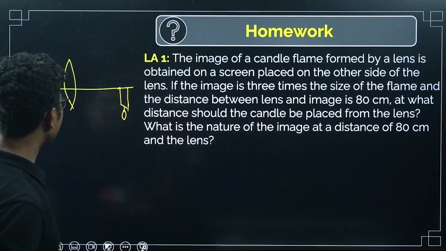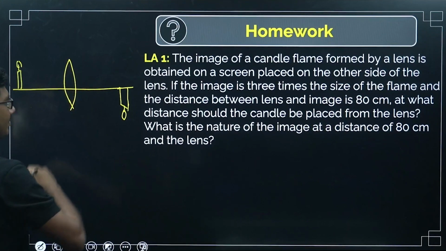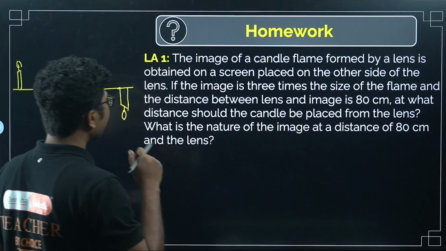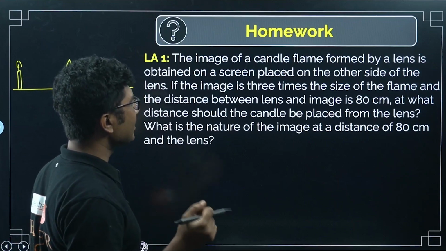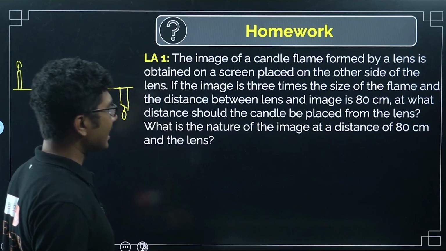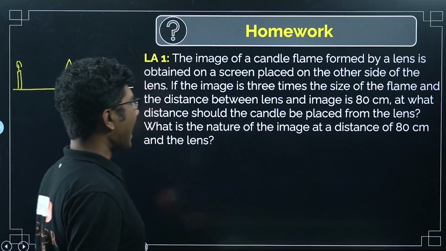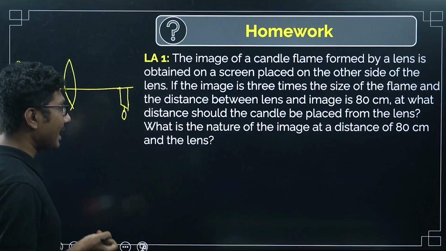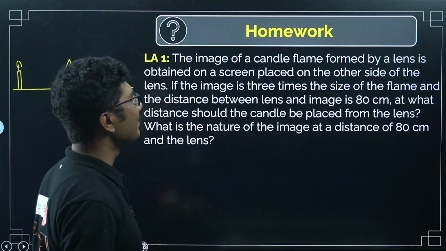So only a convex lens is possible. Now if the image is 3 times the size of the flame, and the distance between the lens and the image is 80 centimeter, at what distance should the candle be placed from the lens?